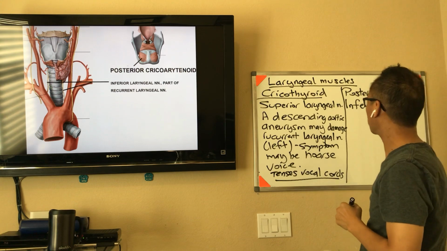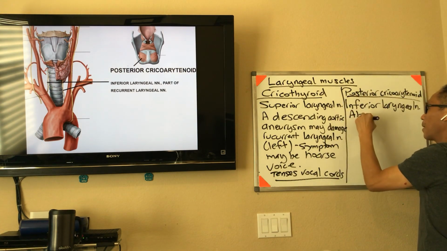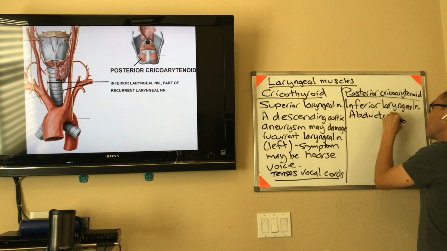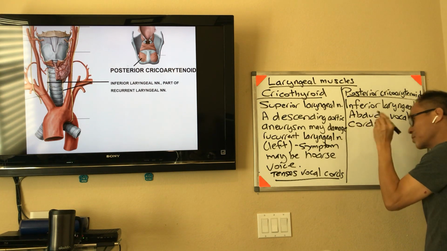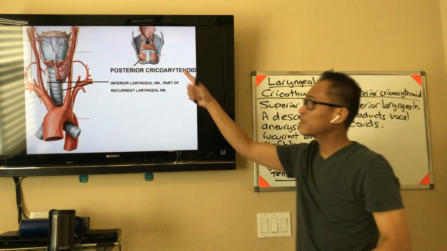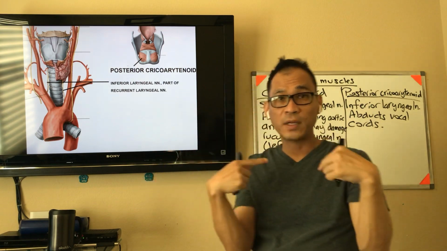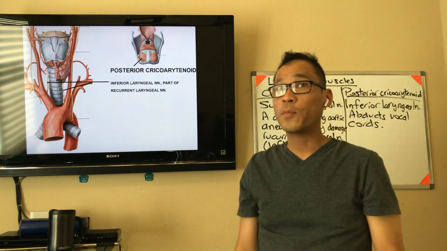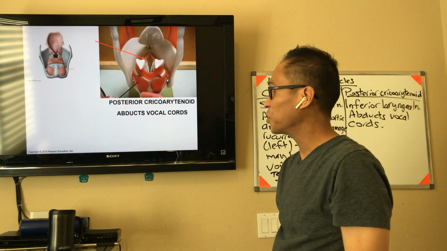When it innervates the posterior cricoarytenoid, the action is abducts vocal cords. And that's very important. I think this is the only muscle that does this. So when you abduct the vocal cords, you open them up so you can breathe in. So if you paralyze this muscle, you may have trouble breathing. That's why I want you to know it.